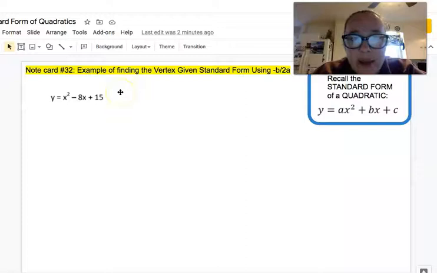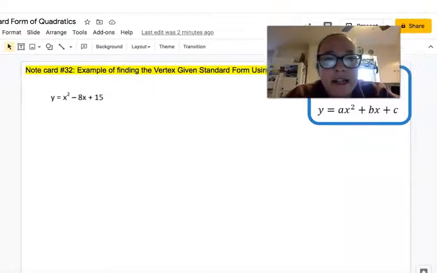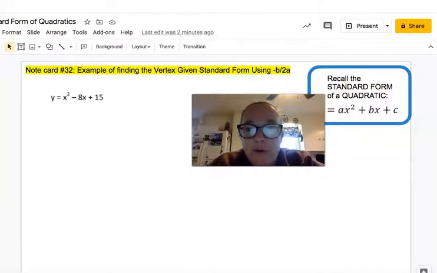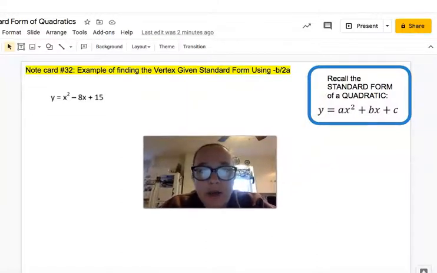So here's an example that I want us to do on a note card. This is an example of finding the vertex given standard form using negative b over 2a. So go ahead and pause me, get this written down. Go ahead and write this down too, just if you need to, and we will do this one.